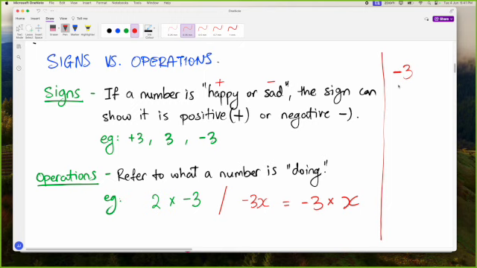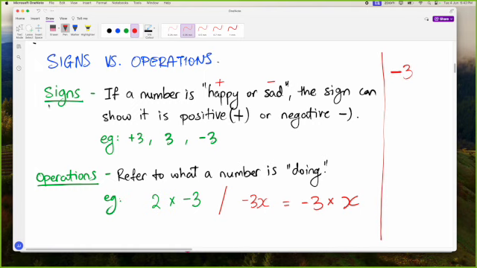Yeah, because negative numbers are sad numbers. They're kind of sad. They're small. So this 3 isn't doing anything, right? Remember, to do is a verb, to add, subtract, multiply, or divide. Yeah, but this 3 is not doing anything. So this negative is not a subtraction because it's not subtracting from anything.